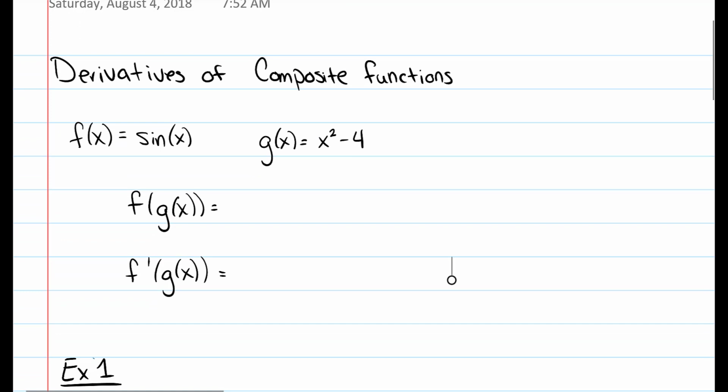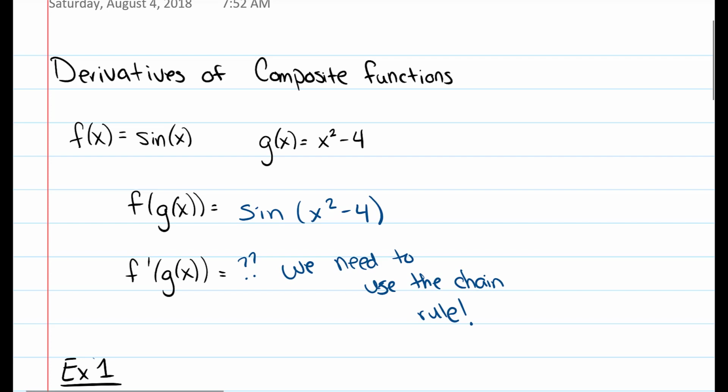So if we have f of x is equal to sine of x and g of x is equal to x squared minus 4, then f of g of x is equal to sine of x squared minus 4. And that's just writing my function as a composite function. So now if I want to take the derivative, I can't use the product rule because we're not multiplying. I can't use the quotient rule because we're not dividing. And I can't use the power rule because there is no power. So we need to use the chain rule.